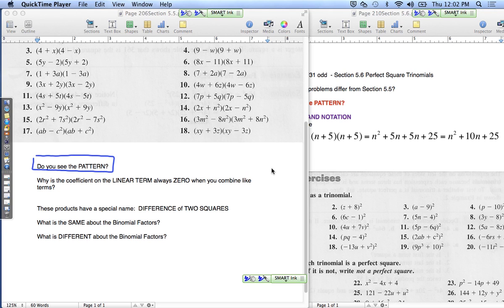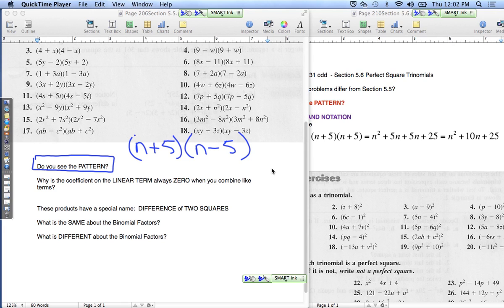Patterns when we do our polynomial multiplication. And the first problem set is all about multiplying binomials that have what we call alternating signs. And I'll use a simple example. I will go with n plus 5 times n minus 5. So the binomials are almost identical.